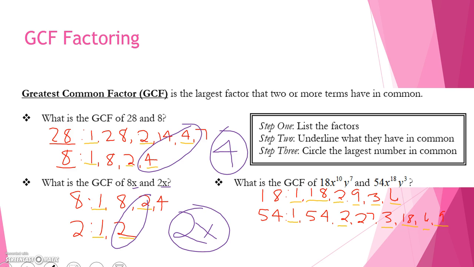But the biggest thing they have in common is 18. And it's always wise to look at the smaller number, and if it goes into the bigger number, then that's your GCF. 18 went into 54, so right off the bat we could have known that was the GCF. Now as far as the variables go, we have x to the 10th and x to the 18th. The GCF of that would be the smaller of the two, so x to the 10th. And then for y, we have y to the 7th and y cubed. The smaller of the two is y cubed, so that's the GCF.